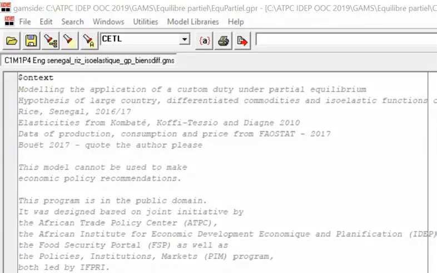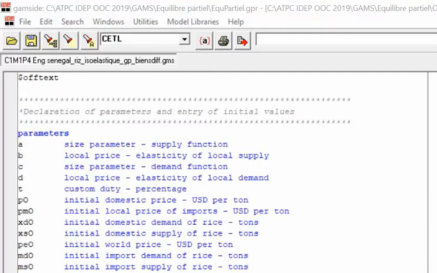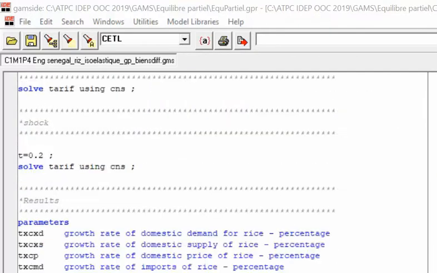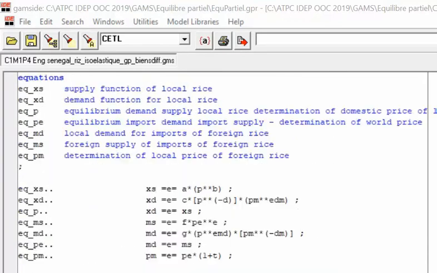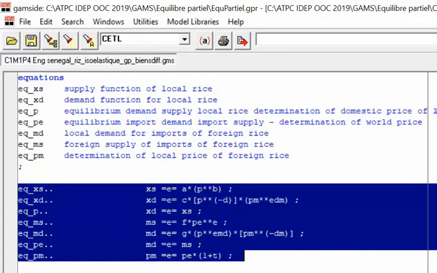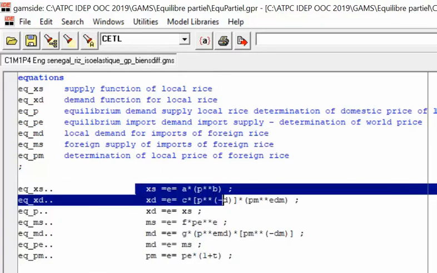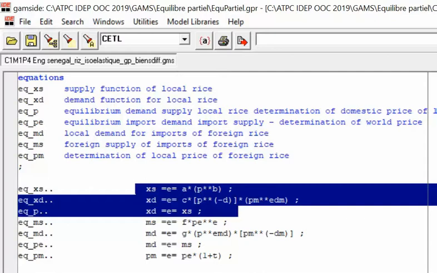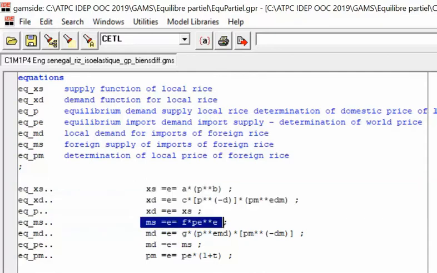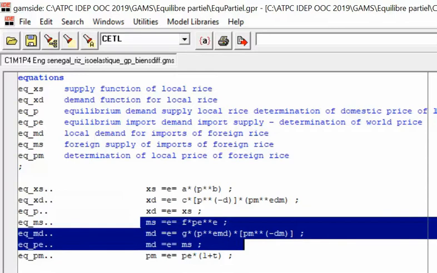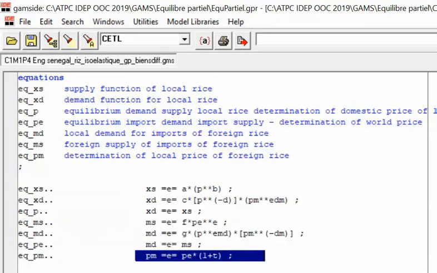So here is the program corresponding to the fourth assignment, which was the introduction of differentiated goods. If I look at the model, here is the new model. You've got 7 equations. 3 equations concern the market for local rice, and 3 equations concern the market for imported rice. And the final one is the price linkage, which is the relation between the local price of imported rice and the world price of imported rice.